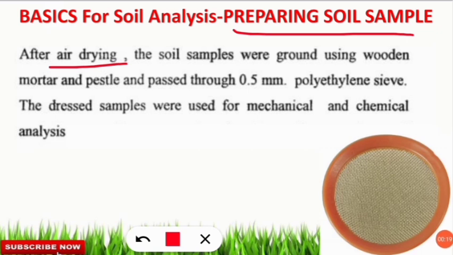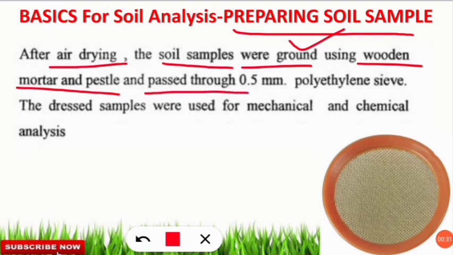Then the soil samples are ground. That means we have to grind those soil samples using a wooden mortar and pestle. You can use any mortar and pestle, grind all the soil sample, and then pass it through a 0.5 mm polyethylene sieve. This is an example of a sieve. You can take any, but if you are taking 0.5 mm, it is well and fine.